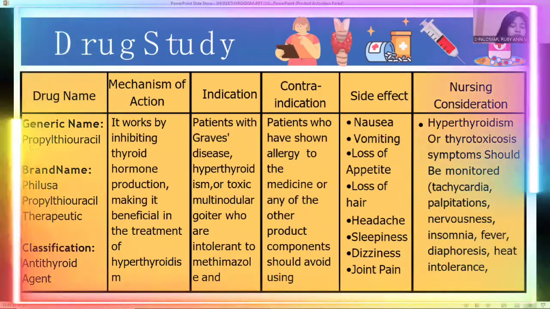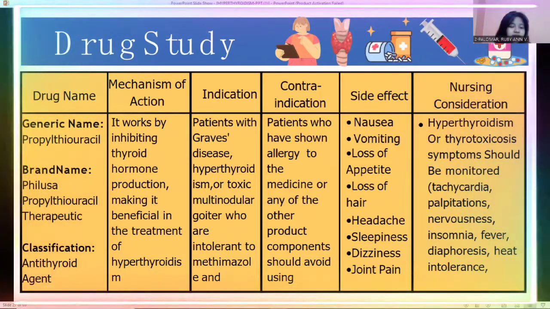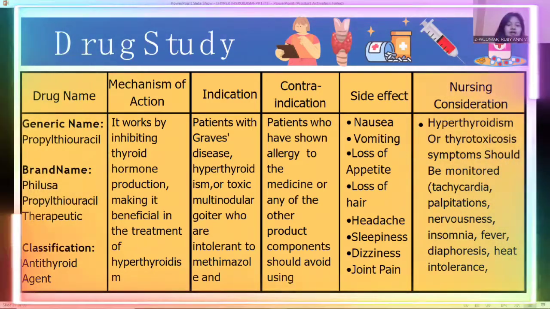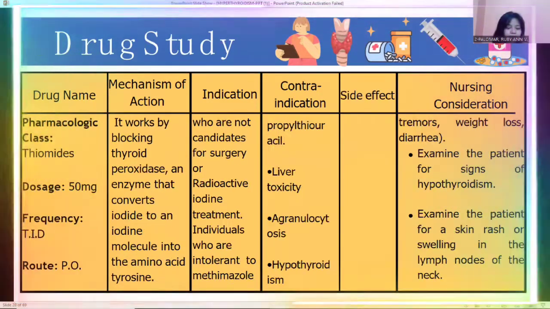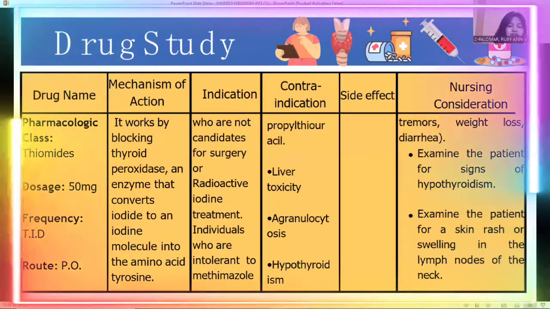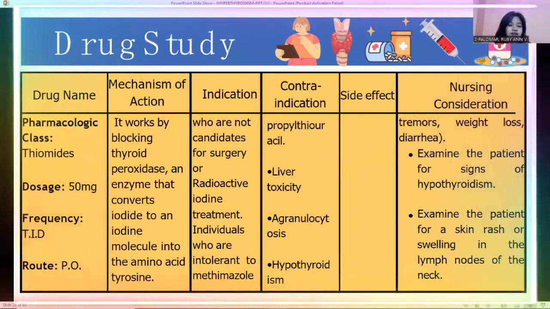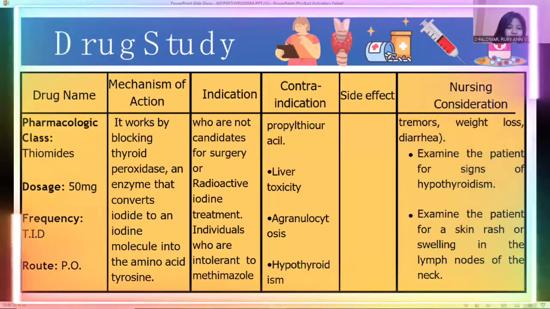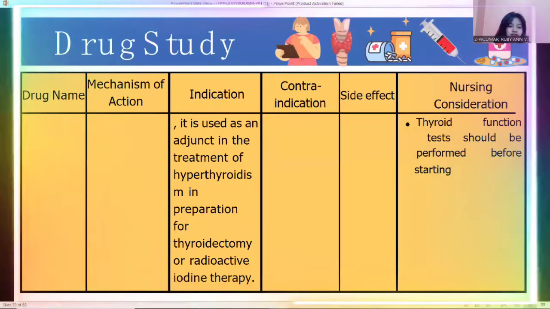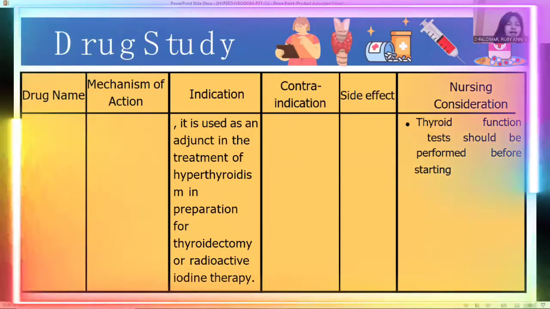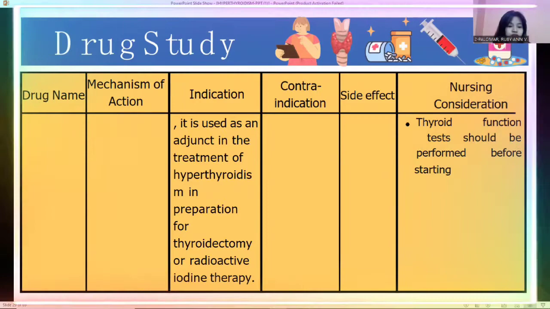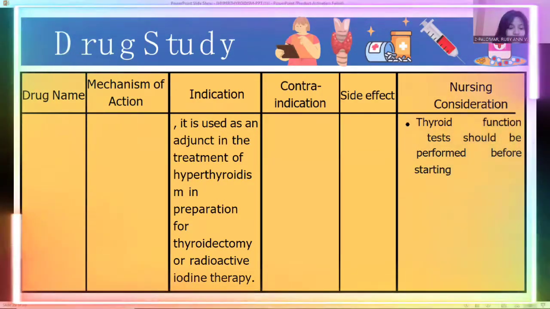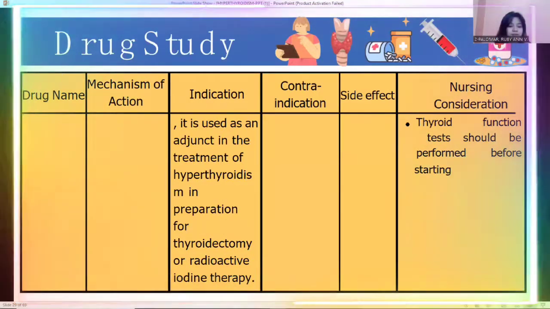The indication is patients with Graves disease, hyperthyroidism, or toxic multinodular goiter who are intolerant to methimazole and who are not candidates for surgery or radioactive iodine treatment. Individuals who are intolerant to methimazole, it is used as an adjunct in the treatment of hyperthyroidism in preparation for thyroidectomy or radioactive iodine therapy.